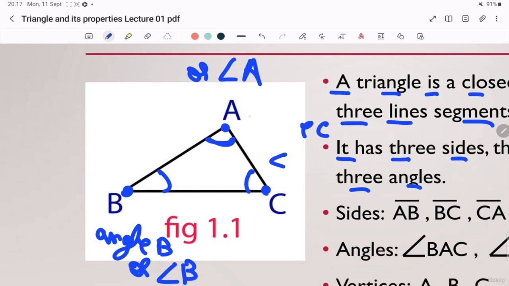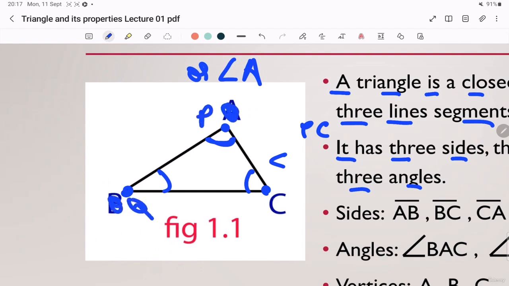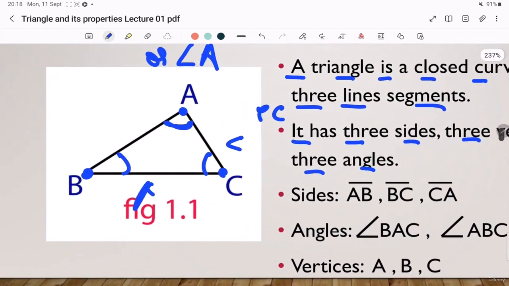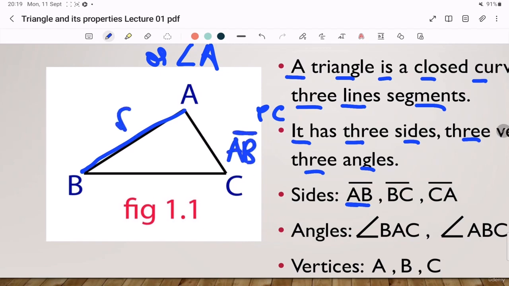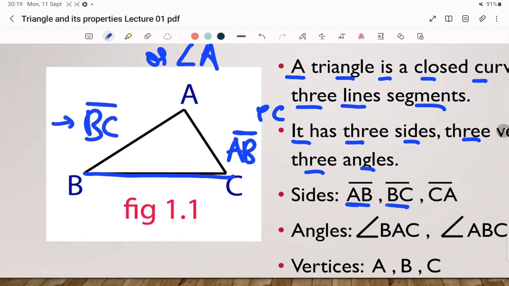And keep in mind, we use alphabets to name vertices: A, B, C, or you can say P, Q, R, or you can write D, E, F, or you can also write X, Y, Z. You can use any three alphabets of English to name vertices. In this figure, we have sides AB, BC, and CA. This is AB, write AB. Since it is a line segment, draw a line above it to signify that it is a line segment. Write BC and draw a line above it. Similarly, write CA and draw a line above it.